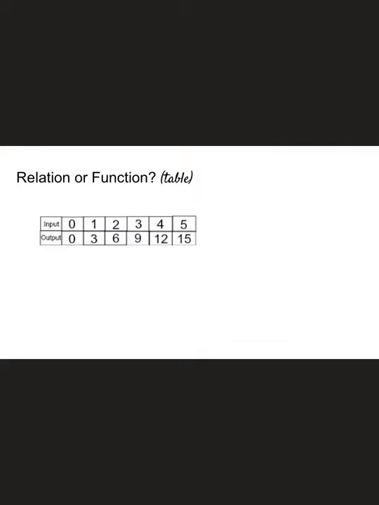For a table, is it a relation or a function? Let's look at our input here, which is also X. Sometimes you'll see X, Y instead of input, output. You could see X, Y, or domain, range. That will be later. So do any of the X's repeat? We've got 0, 1, 2, 3, 4, 5. Nope, they don't repeat. Function.